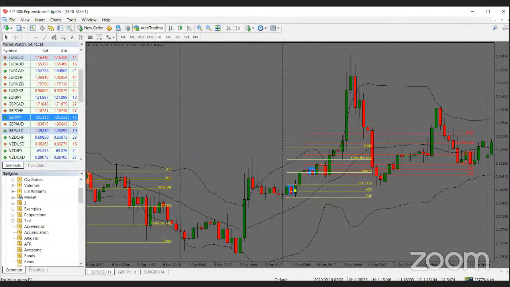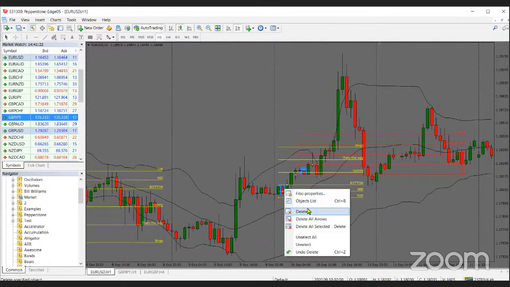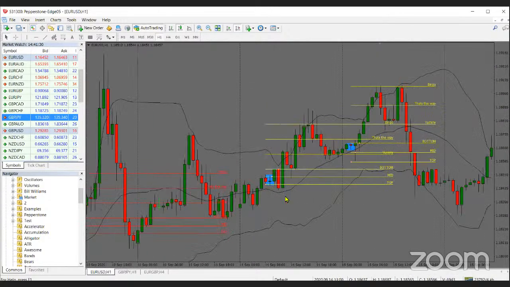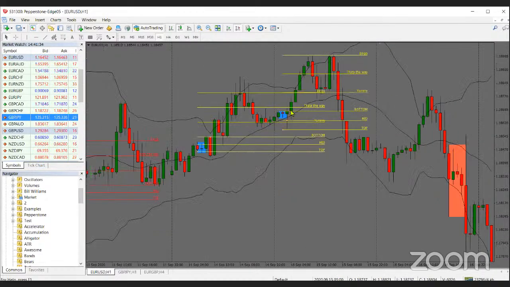This one will be entry. I'll get to my winner, 4 winners. Just delete this. This one, I wouldn't get into my 2R. I'll hit my stop loss first. So 4:4. So this one is also a loser, 4:5. This one will be a winner, 5:5.